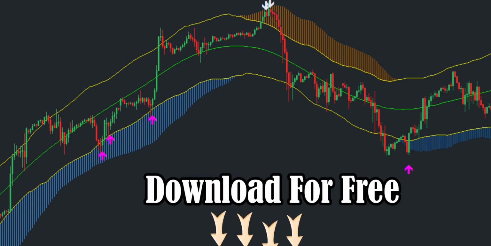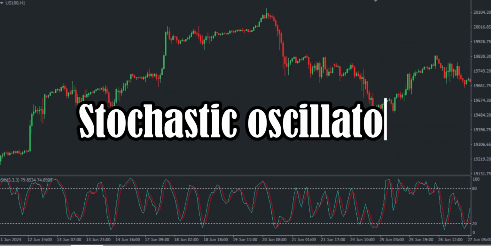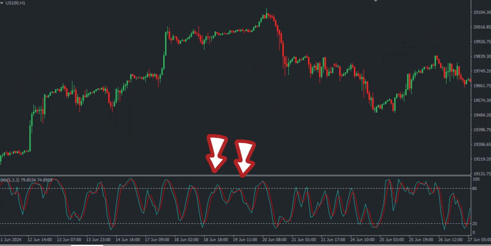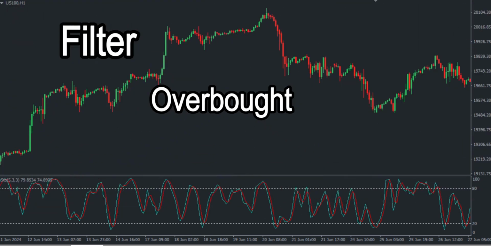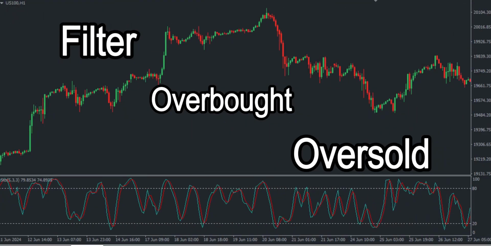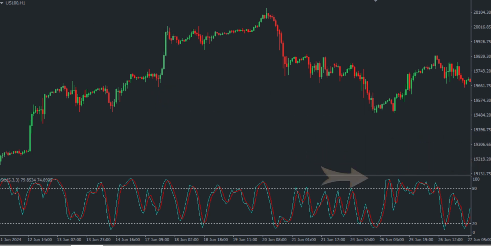Now let's load our second indicator, which we call the stochastic oscillator. This is how the oscillator looks like after placing it on our charts. The oscillator will help us filter through trades, but also help us determine overbought and oversold areas. So we consider price to be overbought when it's between 80 and the 100 level, and we consider it to be oversold when it's between 20 and the 0 level.